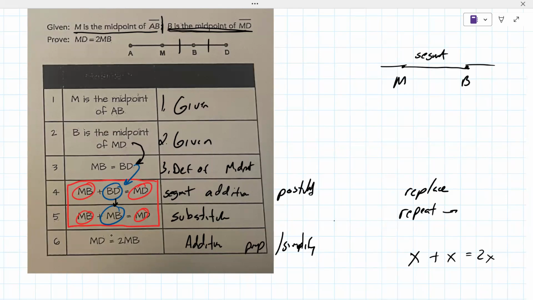All right. Okay. Any questions on that before we move on to the other proof? No, that makes a lot of sense. All right.